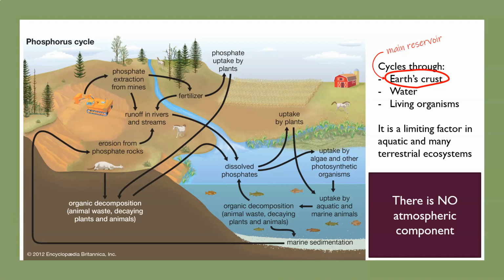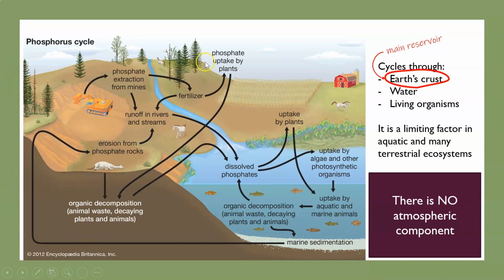So phosphorus, that's an element found in a lot of rocks and sediments, cycles through three main reservoirs: the Earth's crust, through the water, and through living organisms. So phosphorus, again, very important in DNA. You're not going to have that backbone in your DNA without some phosphorus. So the Earth's crust is our biggest reservoir where all of this phosphorus is stored.